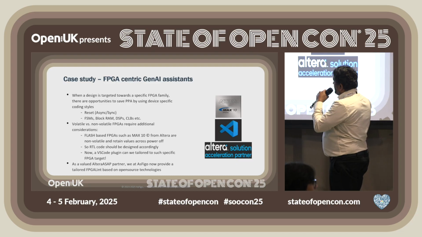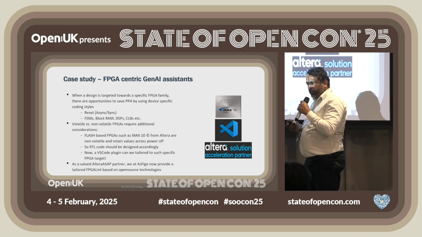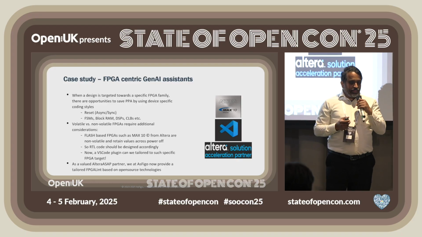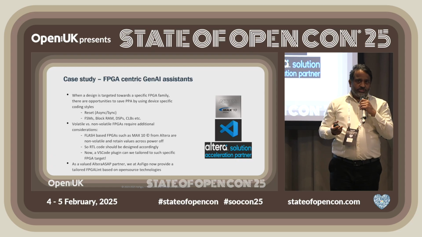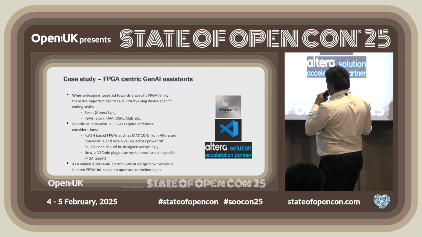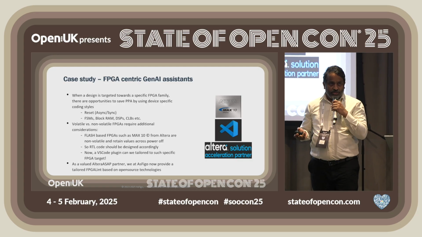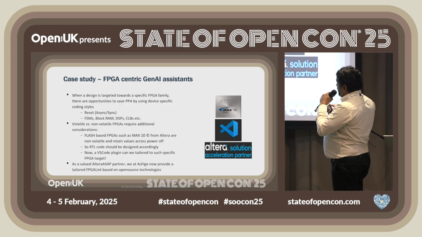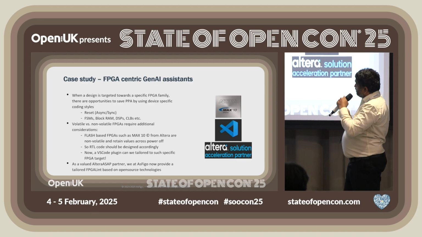Now, the real challenge happens when you actually want to target a specific FPGA, and that knowledge is missing today with the code assistants. What do we mean? Let's say I want to have a specific MAX 10 as my target device. MAX 10 is one of the FPGA families from Altera. Right? And that's a non-volatile, that's a flash-based FPGA.